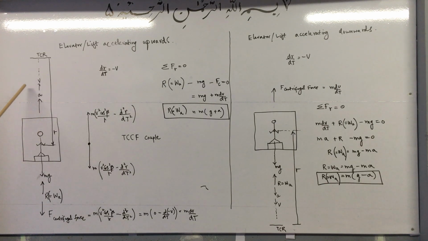So what happens here when the whole system of the elevator or lift goes up with an acceleration a? It replaces this part of the Tahirian centripetal force couple, the inertial force. These are the inertial forces, or the forces of Tahir. I have derived this couple in my previous videos. You can watch those videos.